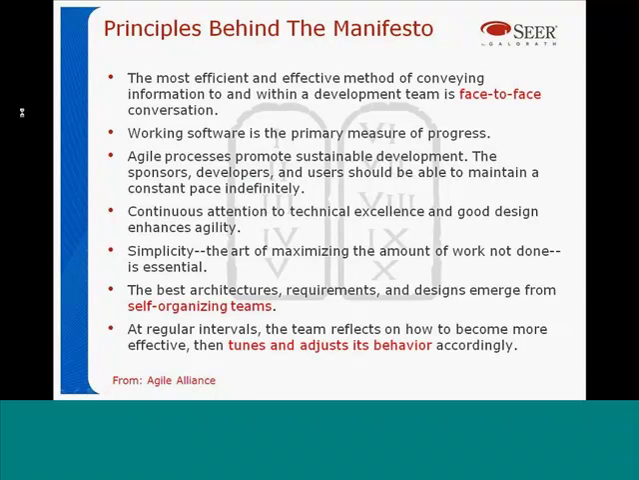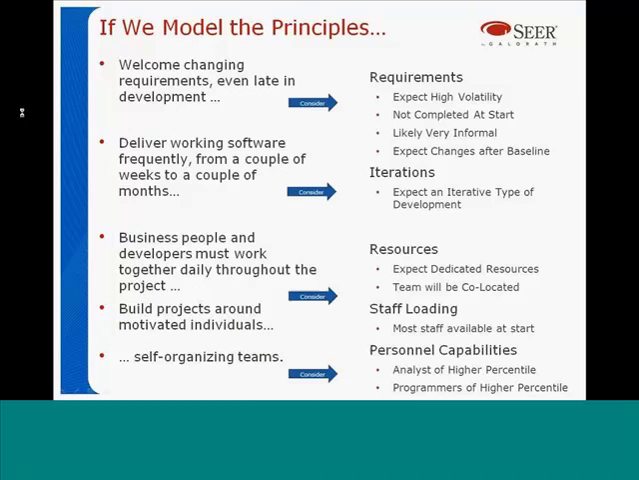So we go back and take a look at some of those principles, and we try to figure out where they would map into a parametric model. It starts to lay out quite nicely. If you look at the top, we say, welcoming changing requirements, even late in development. Well, it's easy to map those to the requirements side. But when you are going to do this mapping, you have to understand what it means. It means that when you're looking at your requirements parameters, you need to expect very high volatility, that you're not going to have a set of baseline requirements when you first get started, and you need to expect those changes over time.